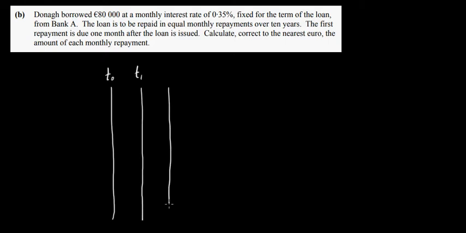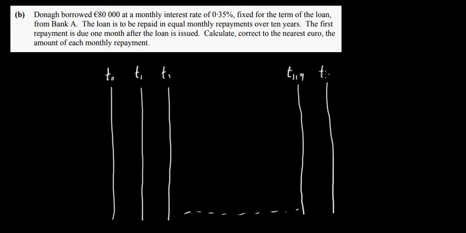Okay, so I'm going to do this two different ways. I'm going to use these timelines first. I'm going to call this time 0. Then I'll call this one here time 1. We'll put in a time 2 as well. I'm not going to put them all in, just some of them. Now remember we're talking about monthly repayments here, and we're talking about 10 years, so that's going to be a total of 120 months. So I'll put in 119 and I'll put in 120 then. This is the final month here.